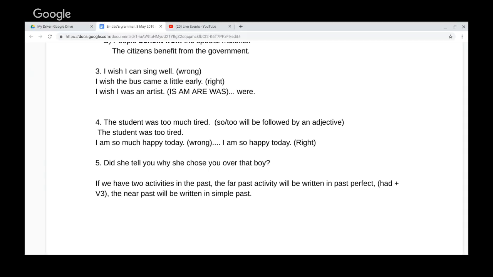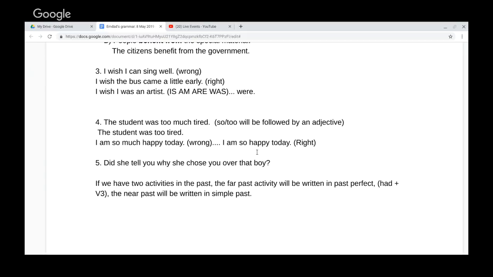Let me give you one more example and it will be clear. For example, in 2010, I was in England. In 2015, I came to Australia. Now, today is 2019. So I will say, guys, I had lived in England before I came to Australia in 2015. I had lived in England in 2010 before I came to Australia in 2015. Is it clear? Same thing here.